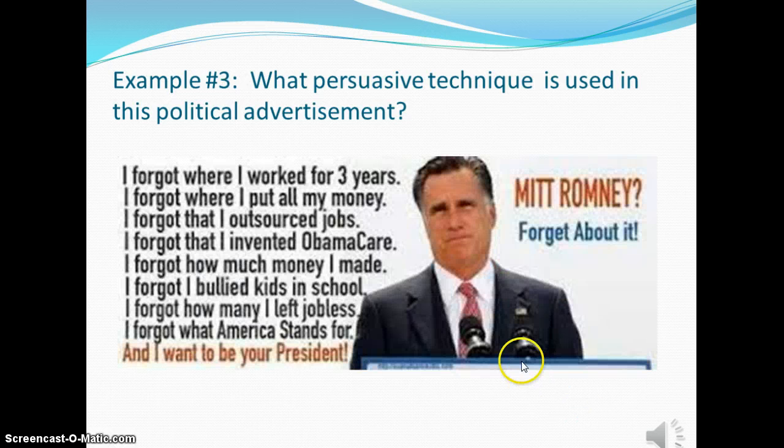Example number 3. This is an ad for Mitt Romney, contender in the 2012 election, and he says, I forgot where I worked for 3 years. I forgot where I put all my money. I forgot that I outsourced jobs. I forgot that I invented Obamacare. I forgot how much money I made. I forgot I bullied kids in school. I forgot how many I left jobless. I forgot what America stands for, and I want to be your president. Mitt Romney, forget about it. What technique is being used here?